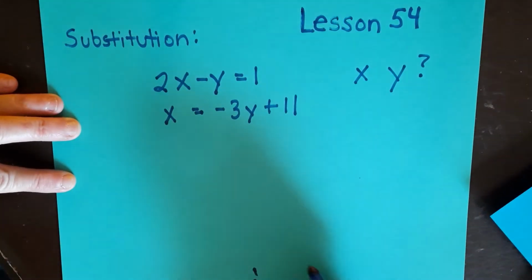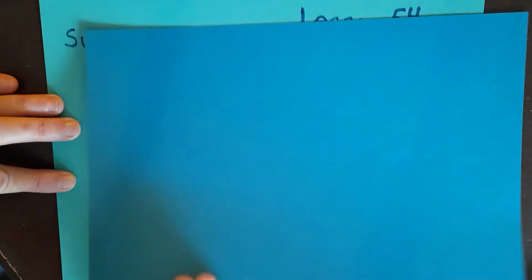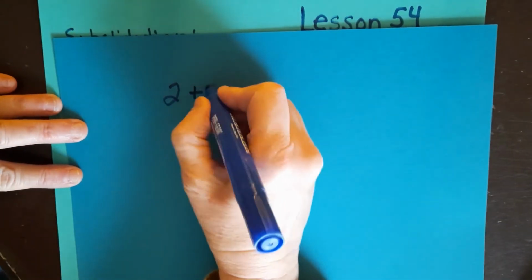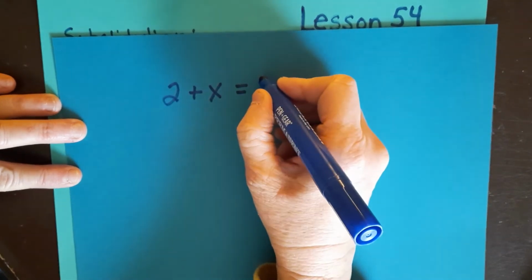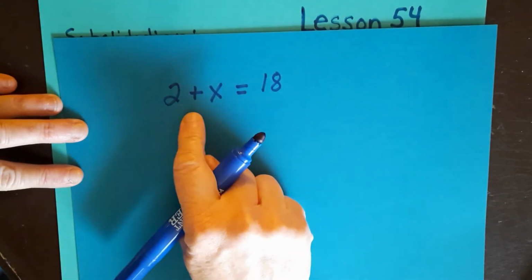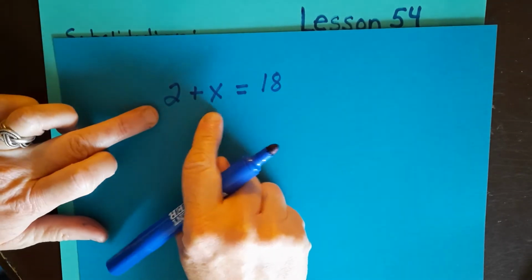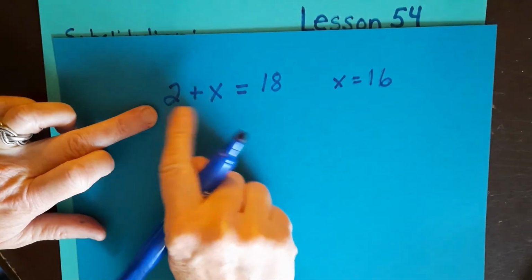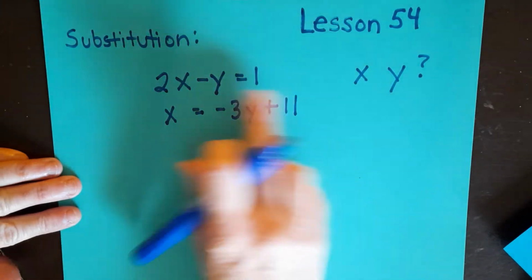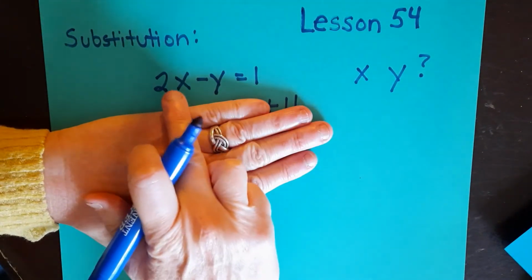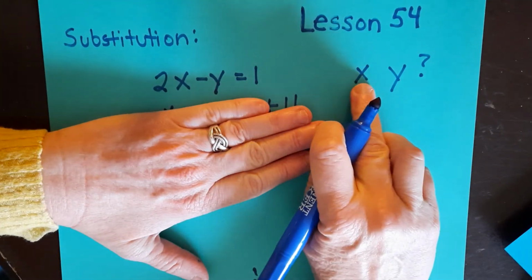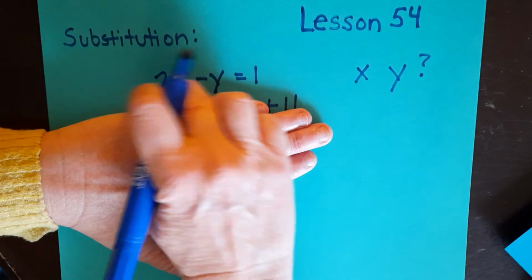Well, let's look on this blue paper. If it was just an equation with one variable, if I said, what does 2 plus x equals 18? If I told you to solve for x here, you could easily see that x had to be 16, because 16 is the only number that would make this equation correct. Now I want you to solve for x and y, though. If we only had one equation, if we just had 2x minus y equals 1, that would not be enough information to know what x was and what y is, because we have two variables.